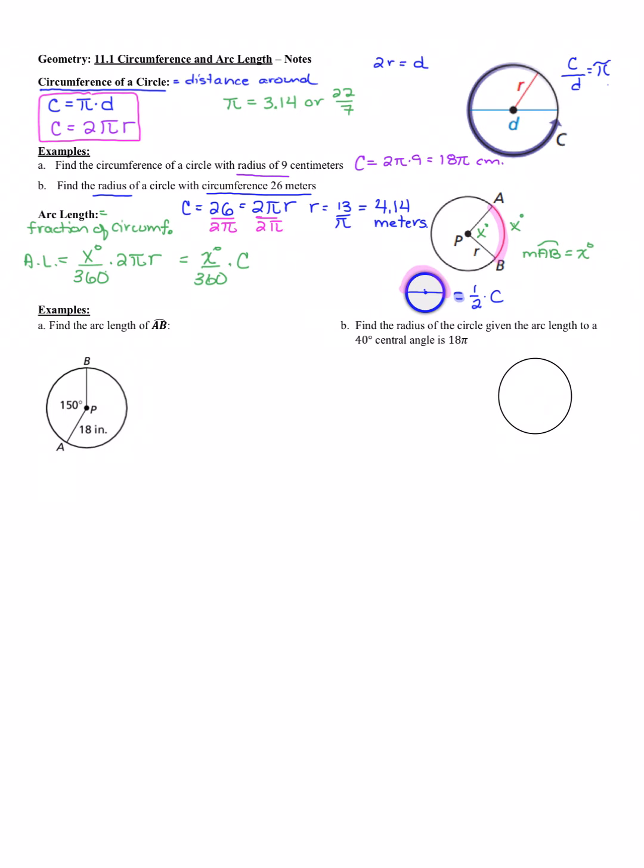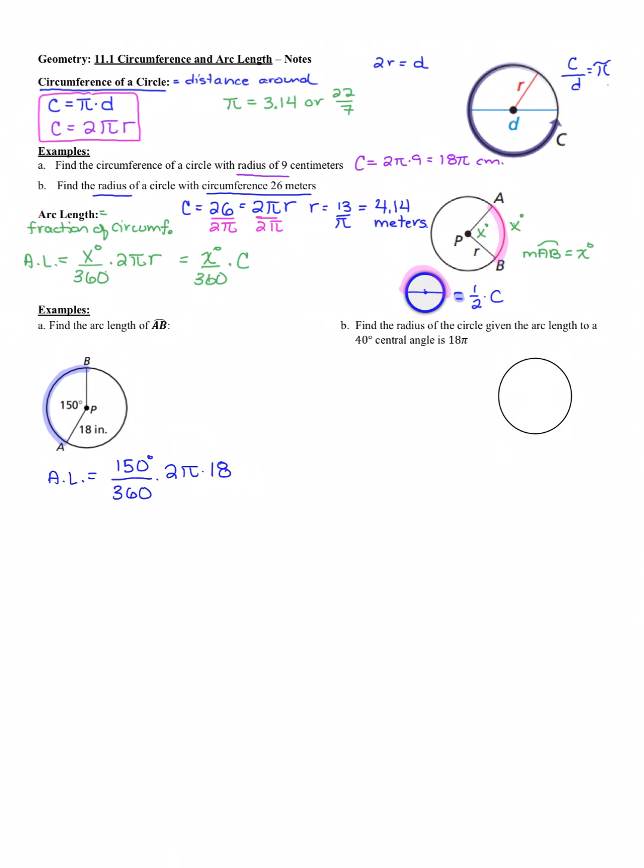So down here we want to find the arc length of AB. And we know that's the minor arc because they only use 2 letters. So we are going to set this up. We know that the arc length is going to equal, so the central angle is 150 out of 360 times 2 pi, and the radius is 18.